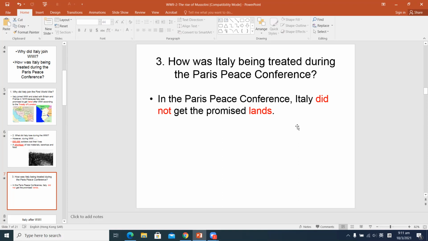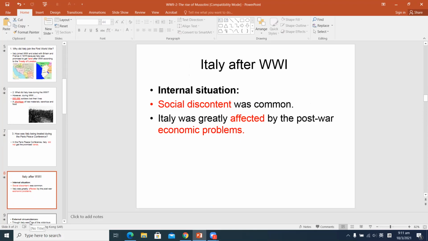意大利想着可以拿到英国法国promise给他的土地，不过在巴黎和会呢，意大利是拿不到他想要的地。So that's why now, students, we move to part A2, Italy after the First World War. Think about it: the Italians expected to get the promised land because they suffered a lot, and they thought it was a compromise to them.